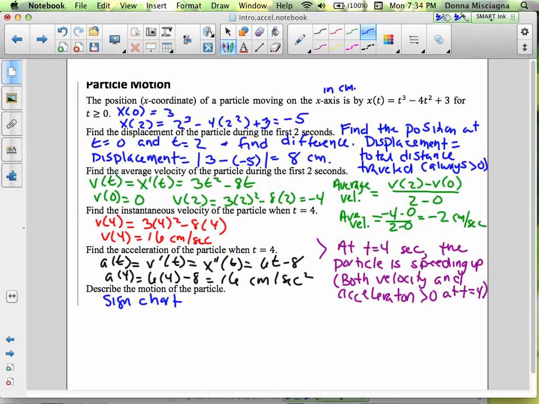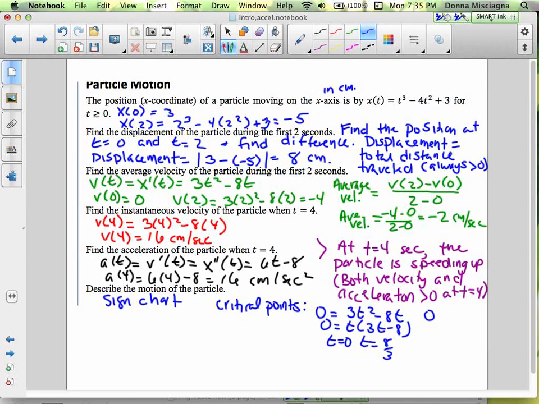To do that, we need to find our critical points. Our critical points are where either velocity is 0 or acceleration is 0. So now let's set velocity equal to 0. We have 0 equals 3t squared minus 8t. So we'll factor out the t, and we've got t times 3t minus 8. So our critical points here are t equals 0 and t equals 8/3. Essentially one critical point, because 0 is when it starts, and there's no such thing as negative time. So 0 is an endpoint, but t equals 8/3 is going to be one of our important critical points here.